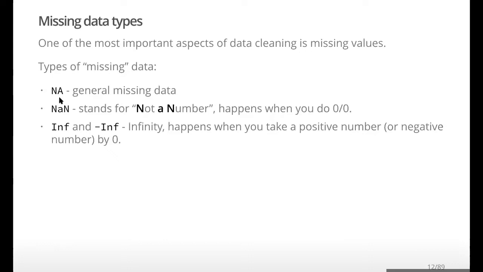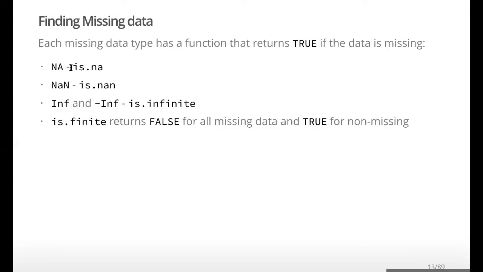NaN, again, stands for not a number. It happens when you do 0 divided by 0. Infinity and negative infinity happen when you take a positive or negative number and divide by 0, respectively. So again, we've already talked about is.na will return true if that value is NA or NaN. is.nan is a little bit more strict. It says, is it not a number? is.infinite will come up true if it finds infinity or negative infinity. is.finite returns false for all missing data and true for non-missing.